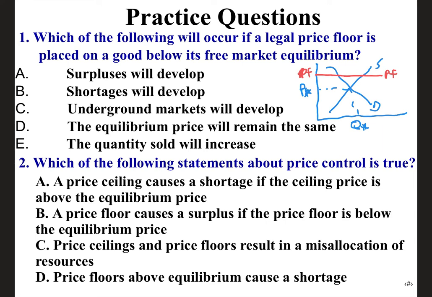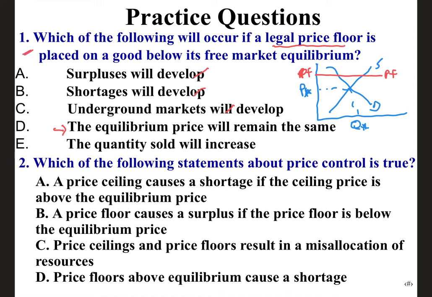As a result of that, we can look back at this question. What will happen if a legal or binding price floor is placed on a good below its free market equilibrium? Well, this is definitionally impossible. A price floor wouldn't be below the free market equilibrium. Only a price ceiling can be. So in this case, what would happen? Would there be surpluses? No. Would there be shortages? No. Underground markets? No. In this case, we're going to see the equilibrium price remain exactly the same because there is no such thing as a price floor below. So we still have a market in equilibrium.